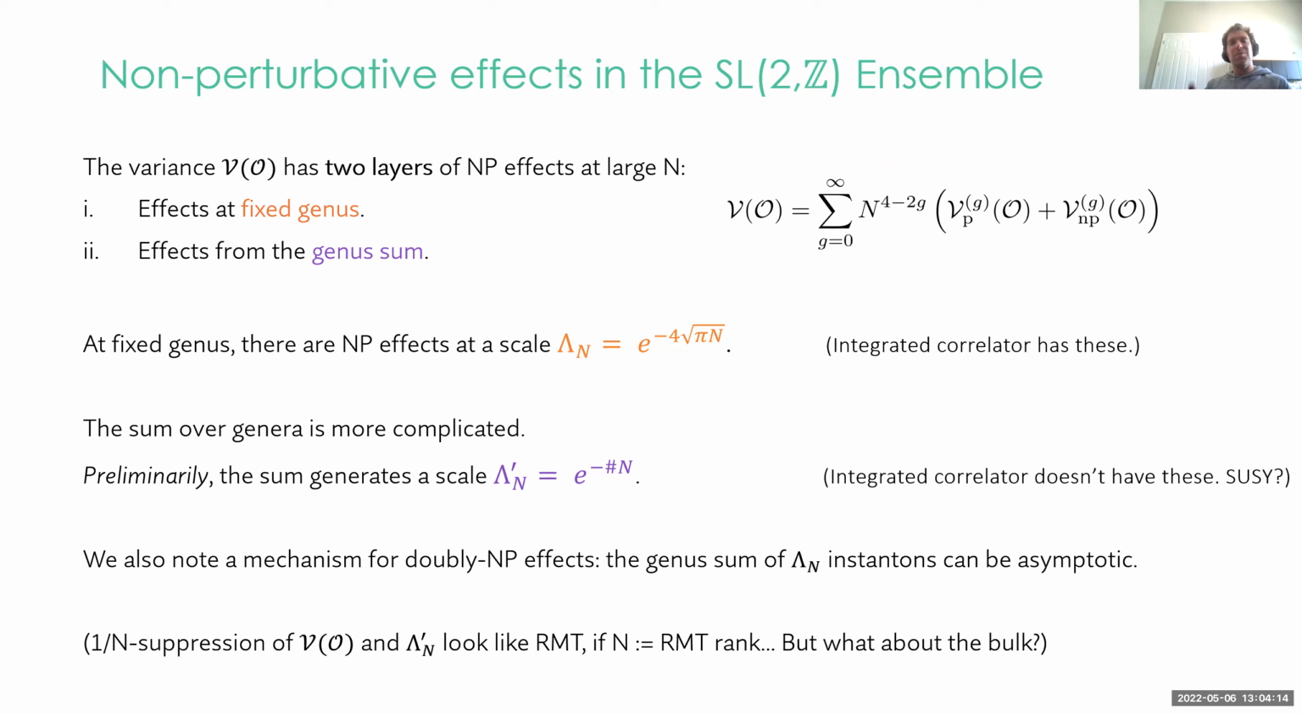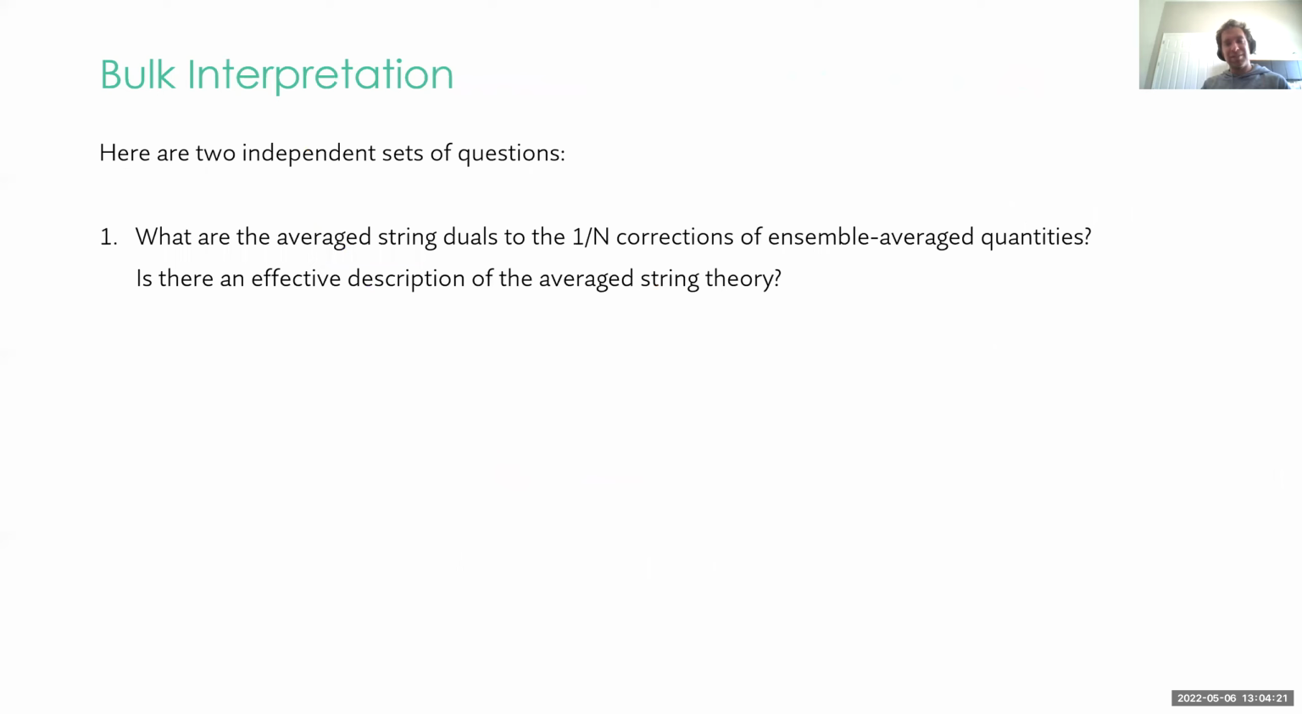So what does this have to do with the bulk? What about wormholes? I don't see an e to the minus n squared, you might say. And neither do we. But I just want to make 2 comments about what I think the interesting questions are, and then we'll be close to the end. There are 2 interesting independent sets of questions, I think. The first is, what are the averaged string duals to the 1 over n corrections of these ensemble average quantities? In other words, is there an effective description of the average string theory? Recall that the average had this funny 1 over n counting, which is not in the 't Hooft 1 over n squared expansion. There were these 1 over n corrections to averages and variances and so on. How do you recover this from a kind of averaged bulk string theory? It's not something that you can understand before averaging because the bulk quantities don't admit that systematics.